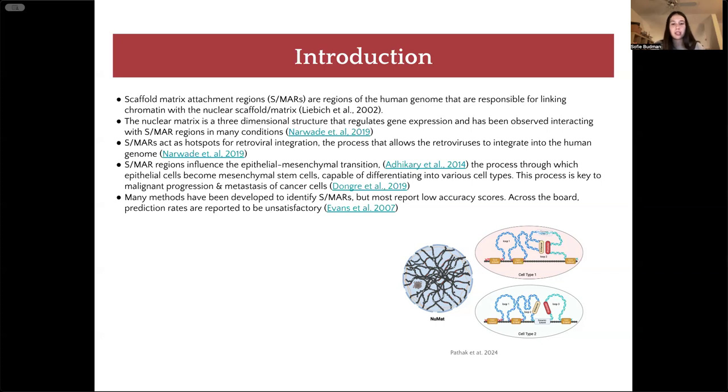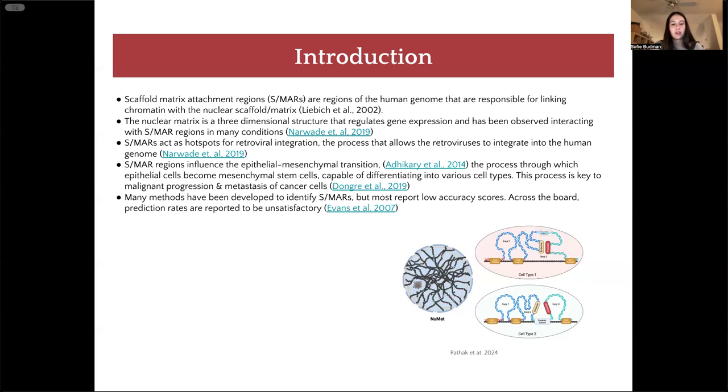The nuclear matrix is a three-dimensional framework within the nucleus. It supports many nuclear processes and has been observed interacting with SMARs under a variety of conditions, as highlighted by Narwade et al. 2019. Importantly, SMARs are also known as hotspots for retroviral integration. This is the mechanism by which retroviruses, such as HIV, insert their genetic material into the host organism. This makes them relevant in gene regulation, but also in virology and gene therapy.